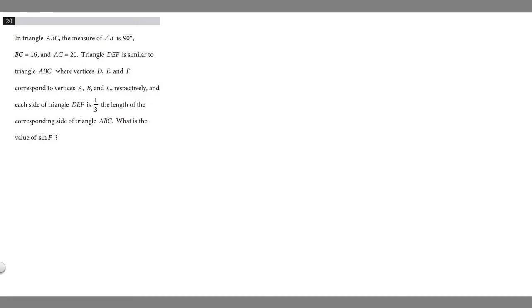So in this problem, we're told that in triangle ABC, the measure of angle B is 90 degrees. BC is equal to 16 and AC is equal to 20. Triangle DEF is similar to triangle ABC, where vertices D, E, and F correspond to the vertices A, B, and C respectively. And each side of triangle DEF is 1/3 the length of the corresponding side of triangle ABC. And then they're asking us what the sine of F is. So sine of F is equal to question mark, because we don't know what it is.